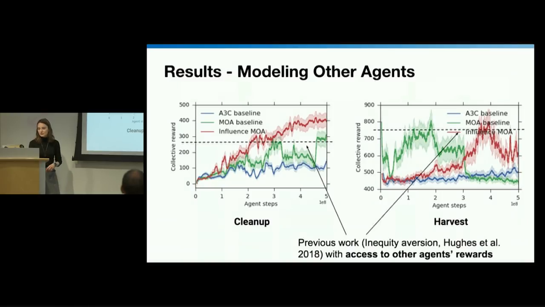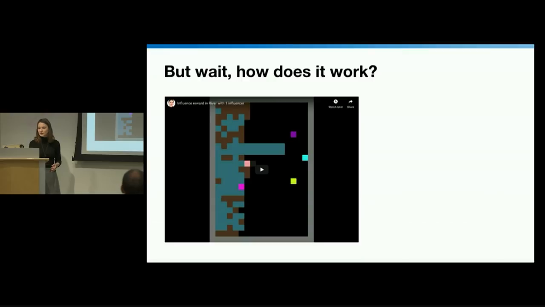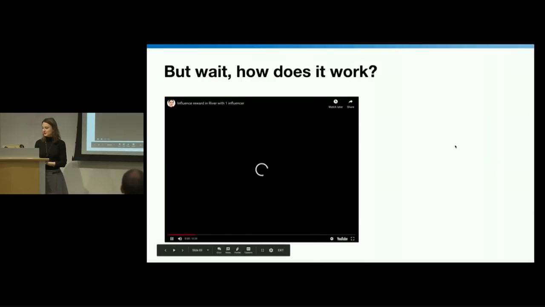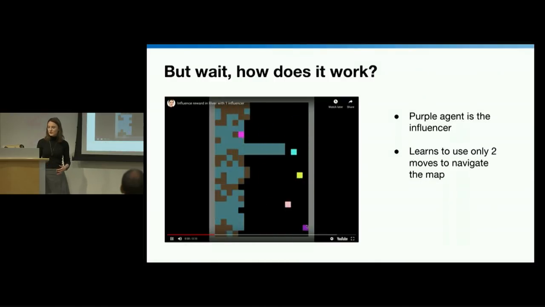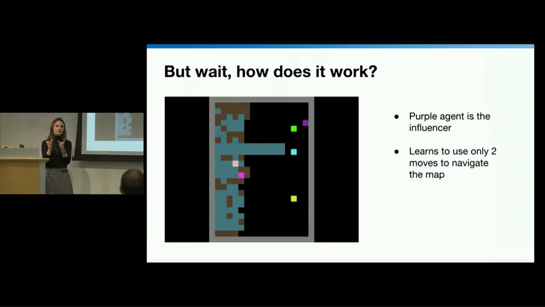Oh, and this is actually beating prior work. I'll just gloss through that, go really quickly. How is it actually helping agents cooperate? Well, in this example, what you're seeing here is this purple agent was trained with the influence reward. It's the only one that was. And you see it's behaving a little differently than the other agents. While they search around when there's no food and continue looking for these apples, it just holds still. And in fact, if we look into it, it only actually uses two moves to navigate the map, ever.